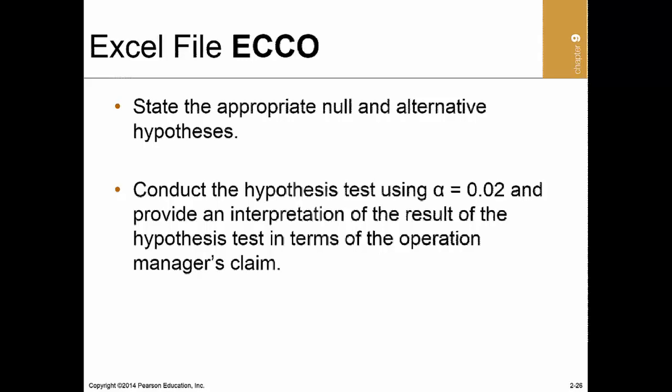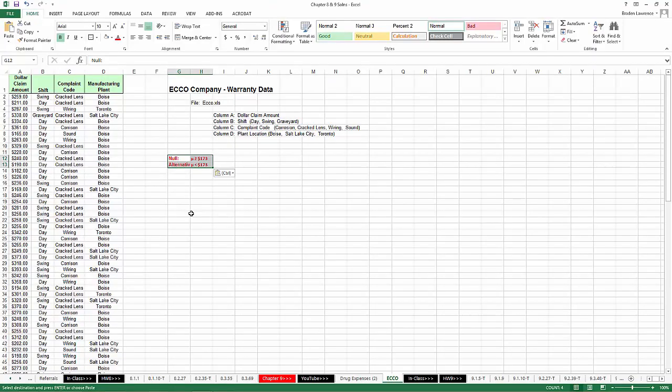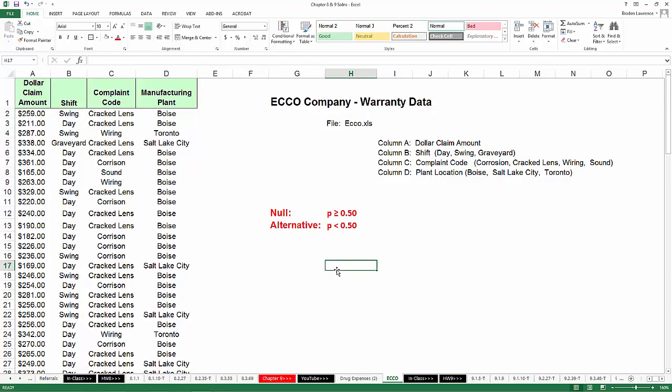Since the manager recently stated that less than half the warranty returns are wiring related problems, we will use that to formulate the null and alternative hypotheses. Alright, so here our null hypothesis is that p is greater than or equal to 0.50, and the alternative is that p is less than 0.50.